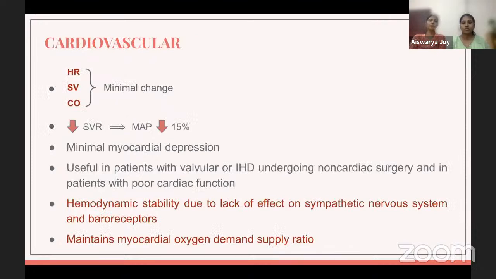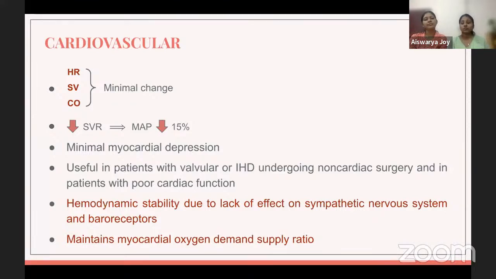Coming to the cardiovascular effects, it causes minimal change in heart rate, stroke volume, and cardiac output. It causes minimal depression of SVR, with a MAP decrease of about 15%. It has only minimal myocardial depression, so it is useful in patients with valvular or ischemic heart disease undergoing non-cardiac surgery, and in patients with poor cardiac function.